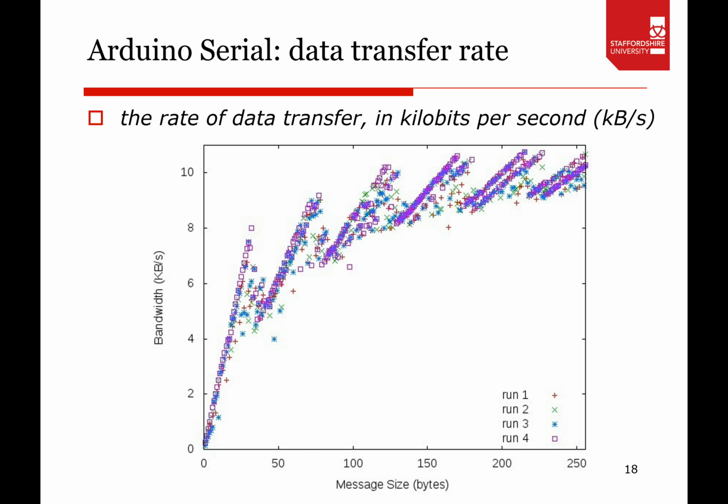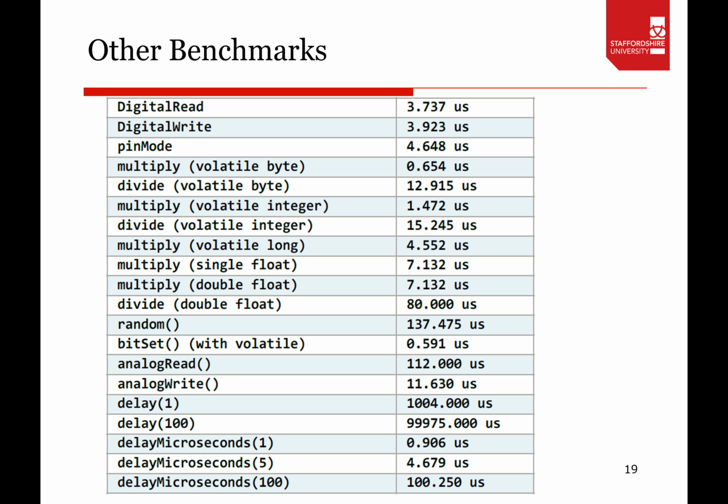This can be shown here as the rate of data transfer in kilobits per second, and there appear to be linear tendencies on an increasing exponential scale. This experiment has been done for several runs with similar results. The other benchmarks are that certain built-in functions take time to execute. So digitalRead, for instance, takes 3.737 microseconds to run.